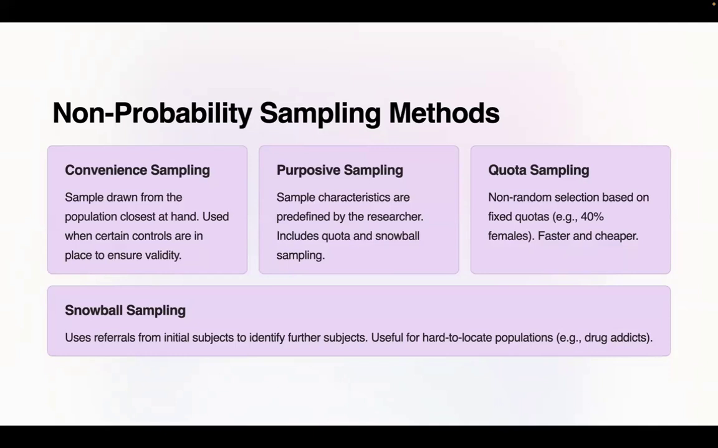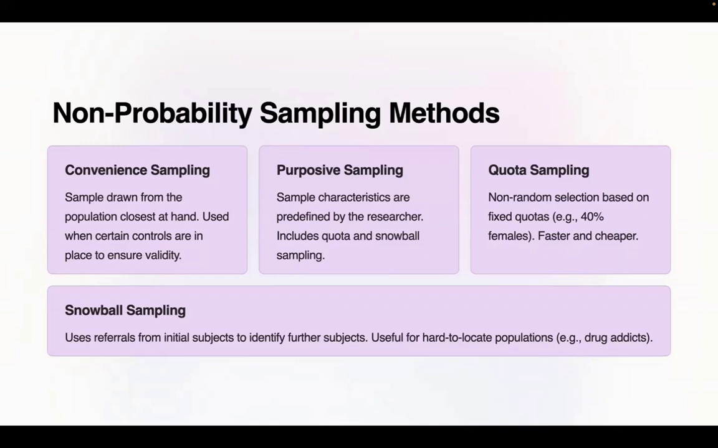Used when certain controls are in place to ensure validity. If you say, for example, you go to a slum area and you are not born and brought up in that particular area, you may face several challenges. So the validity can be compromised. You do not have any experience. You do not have any kind of a cultural sensitivity about that region. So then what you will do is you will use convenience sampling. Economy can be also an issue that you do not have that much of fund.